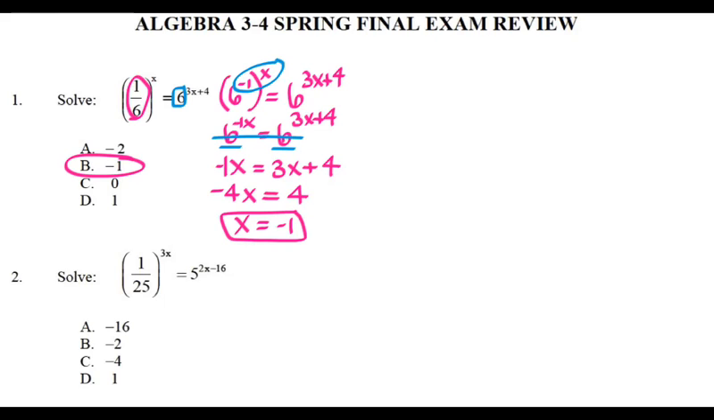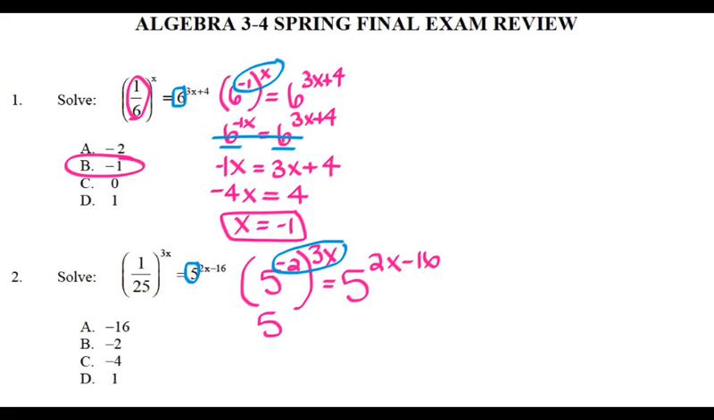Number 2, I'm going to do the same thing. I have my base of 5 right here. So I want to change that 1 over 25 to a regular old 5. Well, 25 is the same thing as 5 squared. Now, since it was 1 over 25, that's going to be 5 to the negative 2. And then to the 3x equals 5 to the 2x minus 16. Again, I'm multiplying my exponents because I'm raising a power to a power. So that's going to leave me with 5 to the negative 6x equals 5 to the 2x minus 16.